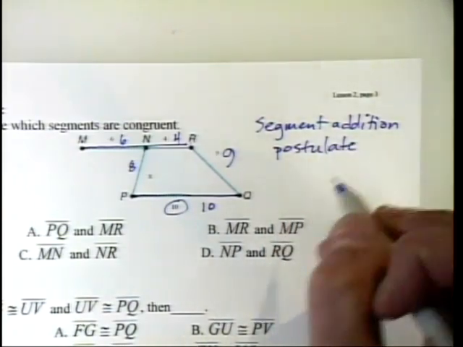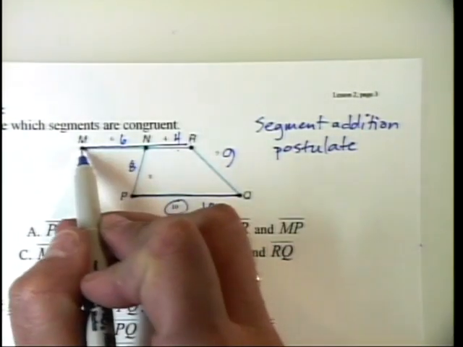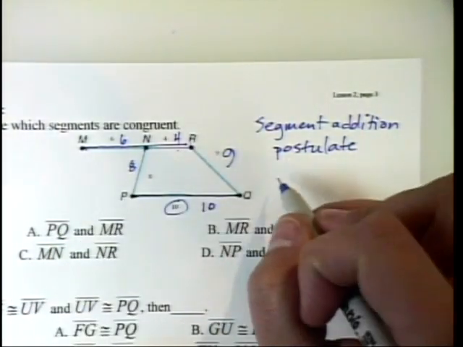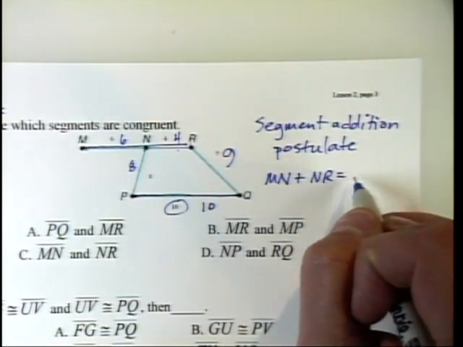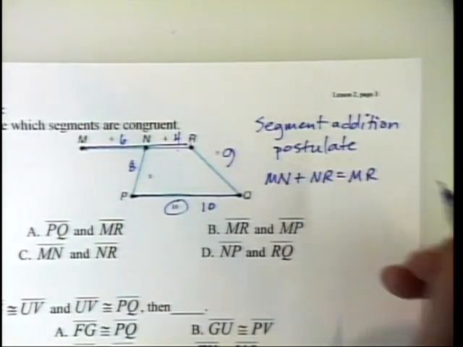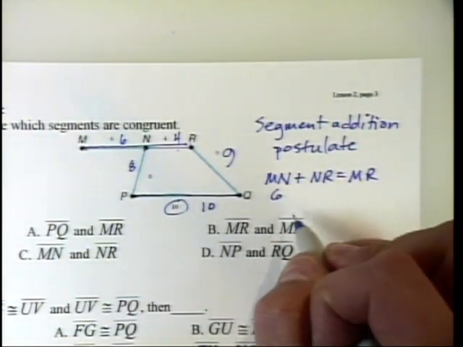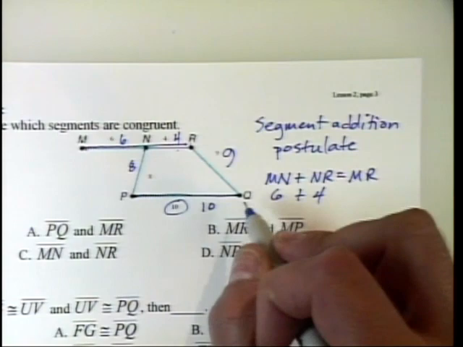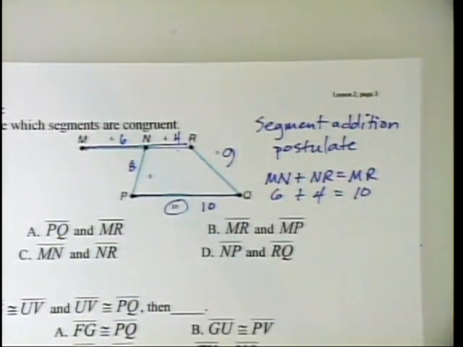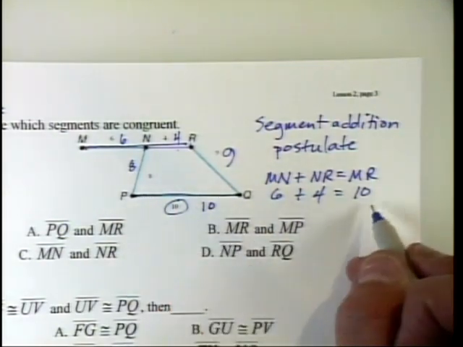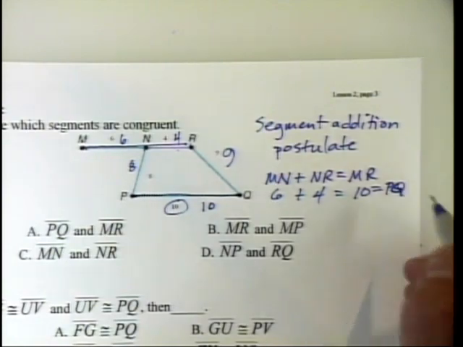Basically it says that if you have segment MN and segment NR comprising segment MR, then the measure of MN plus the measure of NR has to equal the measure of MR. Okay? Duh, right? So here we go. MN is 6 units long, NR is 4 units long, and therefore we know MR is 10 units long. And MR is the same length as segment PQ.